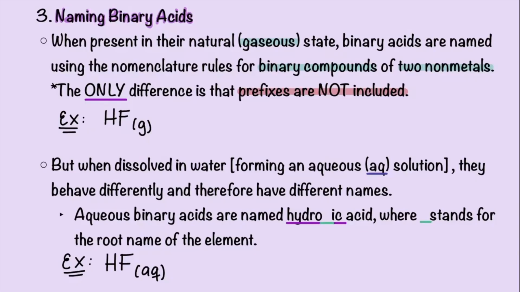Let's say you have HF gas. That's what this G means. It means that it's a gas. The first element is hydrogen, so the first name stays the same. The second element, fluorine, you change the ending so it becomes fluoride. So, putting it together, we get hydrogen fluoride. And this is a binary compound made up of two different elements, hydrogen and fluorine. And because it's a gas, we use the naming rules for covalent binary compounds. But again, remember, no prefixes. It's not hydrogen monofluoride, it's hydrogen fluoride.